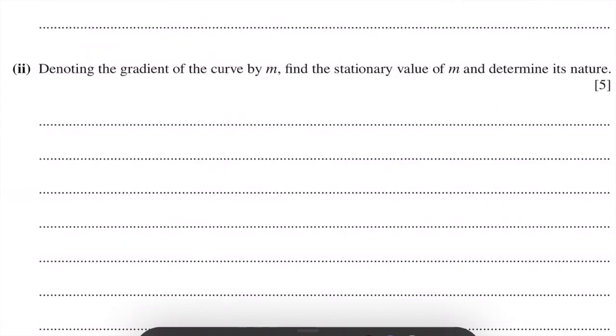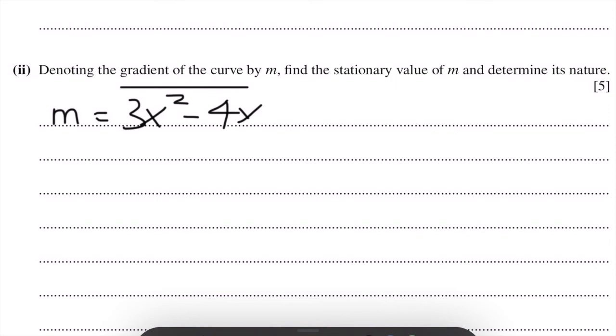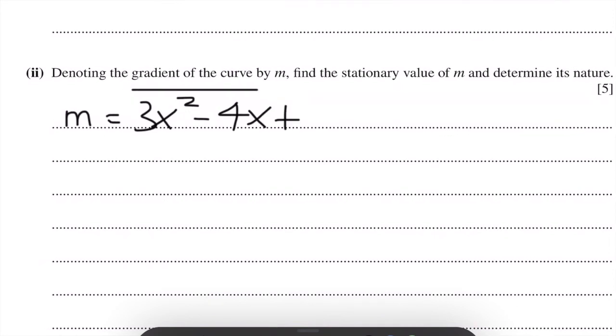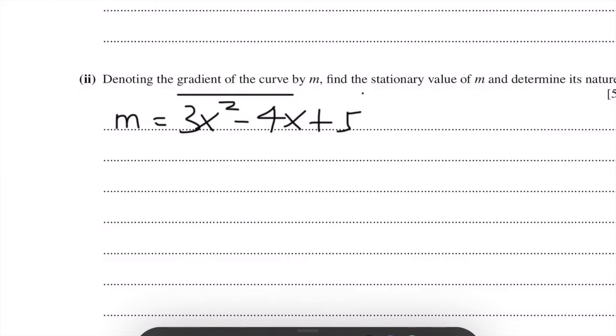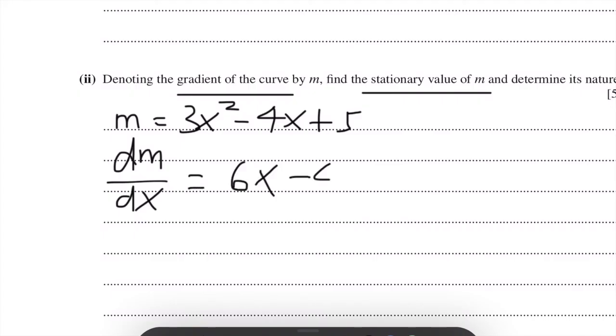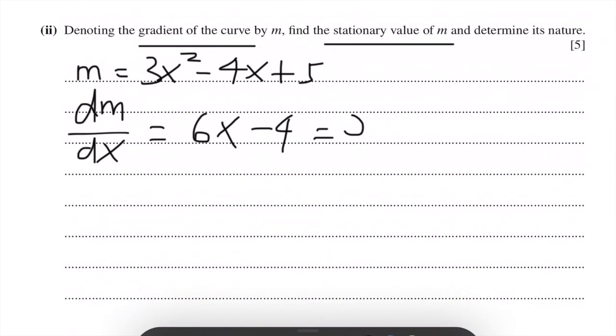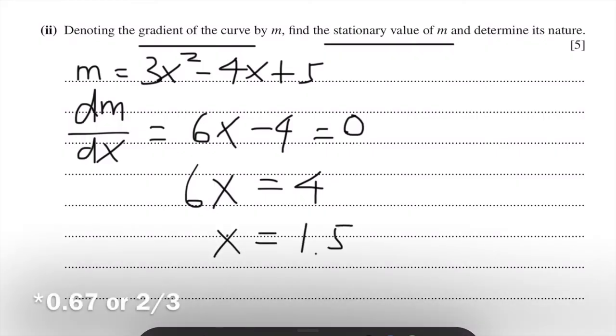Denoting the gradient of the curve by m, find the stationary value of m and determine its nature. The gradient of the curve can also be the derivative of the curve, so m is equal to 3x squared minus 4x plus 5. To find its stationary value, we have to find the derivative of m, so dm over dx is 6x minus 4 equals 0. So 6x is equal to 4, and x is equal to 2/3.